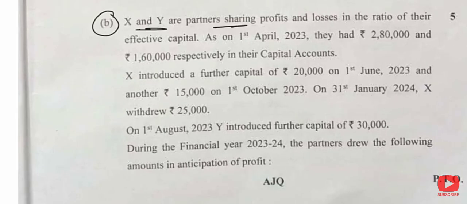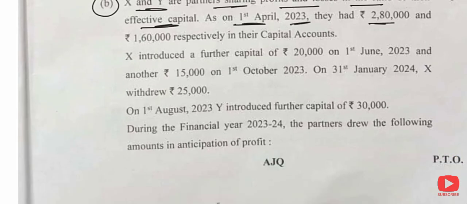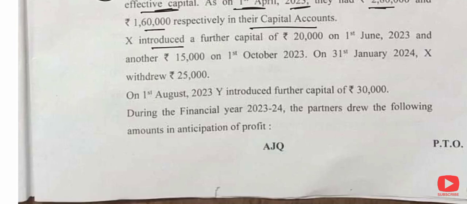X and Y are partners sharing profits and losses in the ratio of their effective capital. As on 1st April 2023, they had a capital of 280 and 160 respectively in their capital accounts. X introduced a further capital of 20,000 on 1st June, and another 15,000 on 1st October. So you'll calculate the months from 1st June and from 1st October.